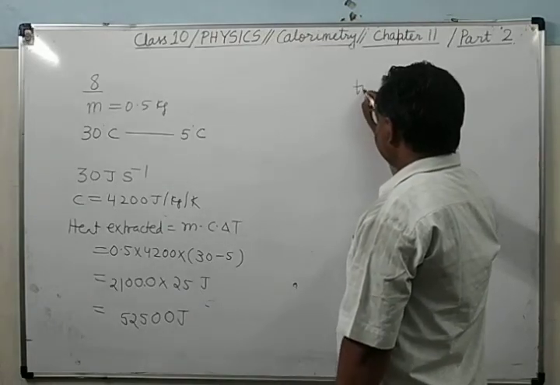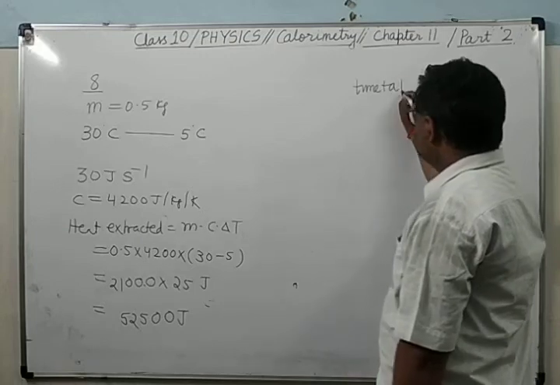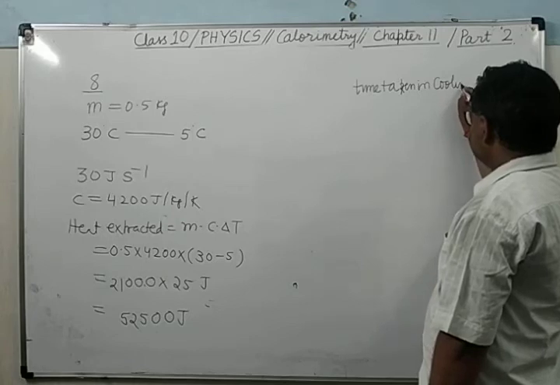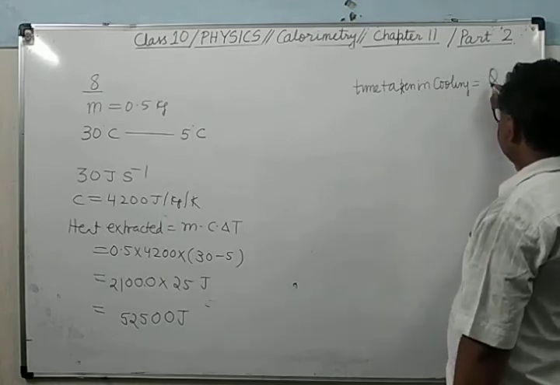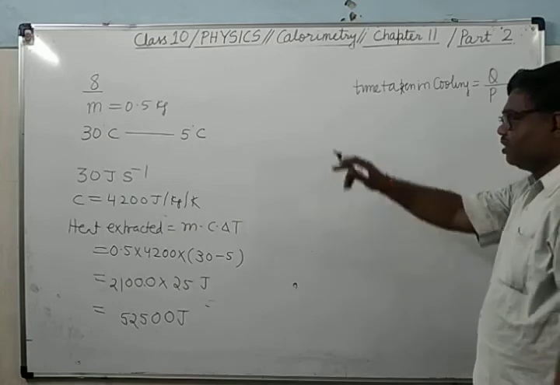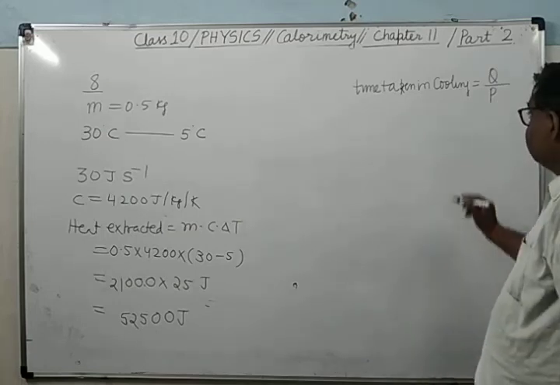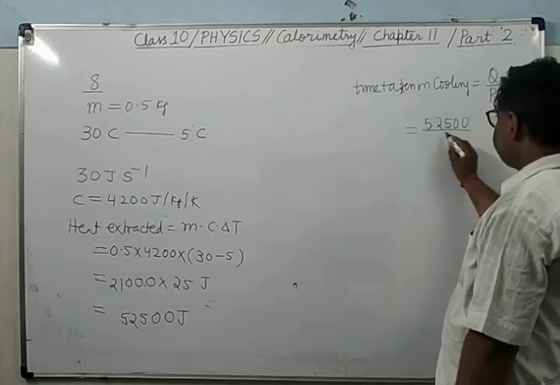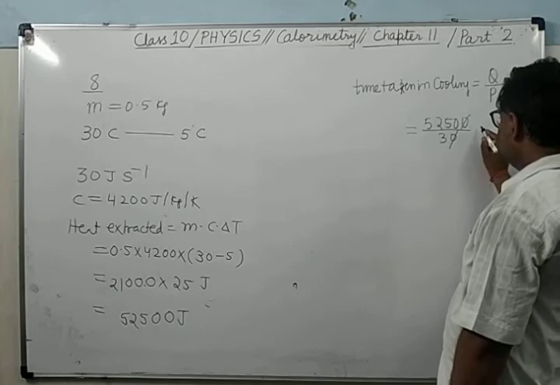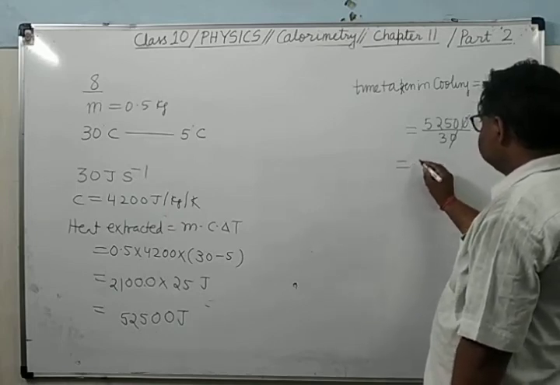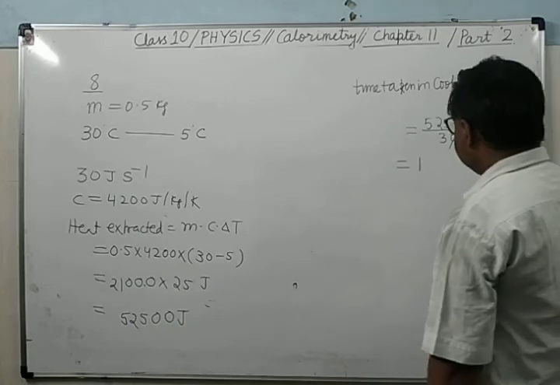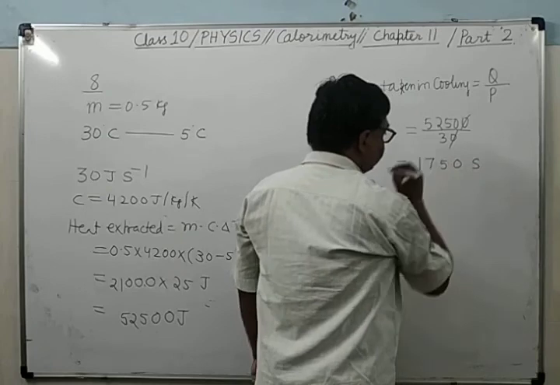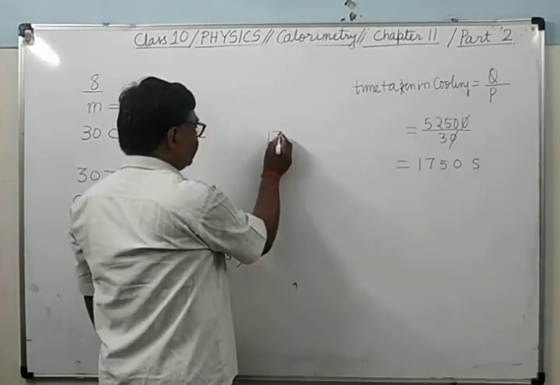So time taken in cooling is equal to Q upon P, where P is the rate of heat extraction. Q is 52500 upon 30. So when you do this, cancel. 3 1 ja 3, 2, 3 7 ja 21, 3 5 ja 15. This is in seconds. Now you divide by 60.